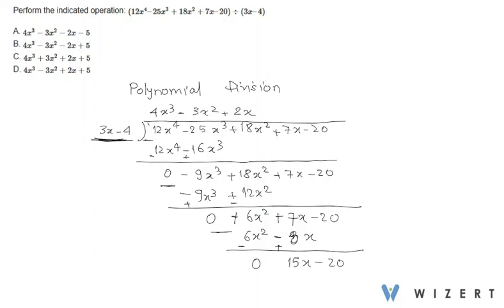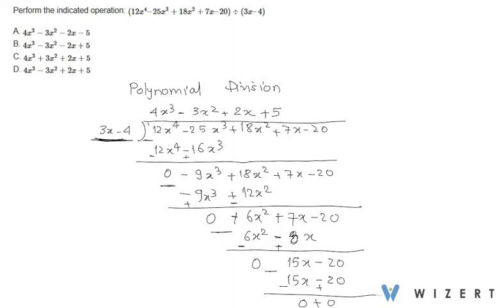Now in order to make this 15x, we'll have to multiply 3x minus 4 with 5. So we'll write 5 here. So 5 3s are 15x, 5 times minus 4 is minus 20. So when we subtract, signs will change and we'll get 0.